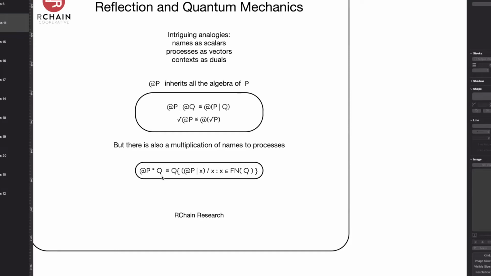We can also do something that's slightly more sophisticated, right? So I can multiply a name times a process. And how do I do that? Let's go find all the free names in Q, whatever they are, right? Some X, which is a free name in Q, right? Which means it doesn't occur as the left-hand side of a for comprehension. Right? Anything that's not the left-hand side of a for comprehension is free in Q.